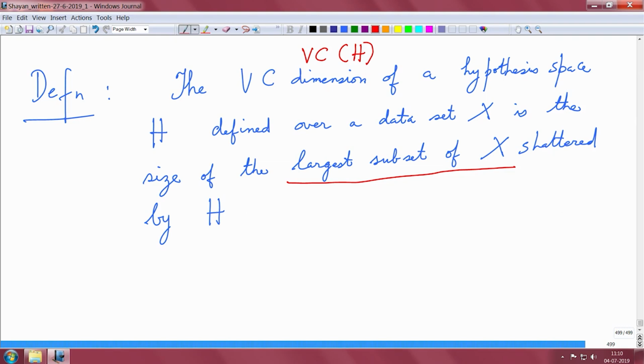Now, the VC dimension of a hypothesis space defined over a data set. So, you have a data set and you have a hypothesis space, and you pick a hypothesis from this space and apply it over the data point, and you use this towards classification, right. Now, the VC dimension of this hypothesis space corresponds to the largest subset of your training samples or your data set over which you can shatter the data points using the hypothesis in the hypothesis space. This is a very important definition.